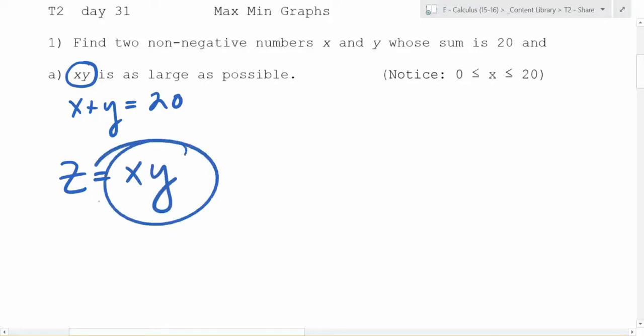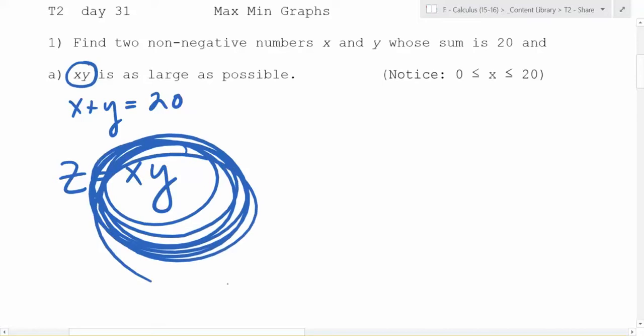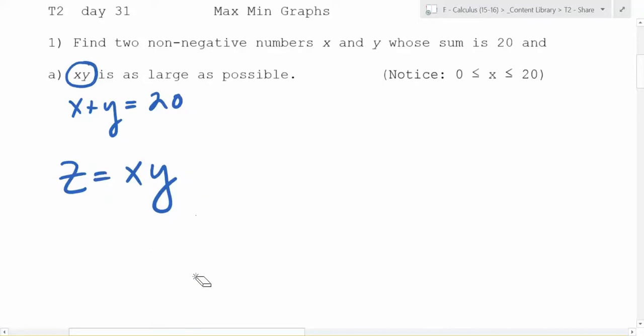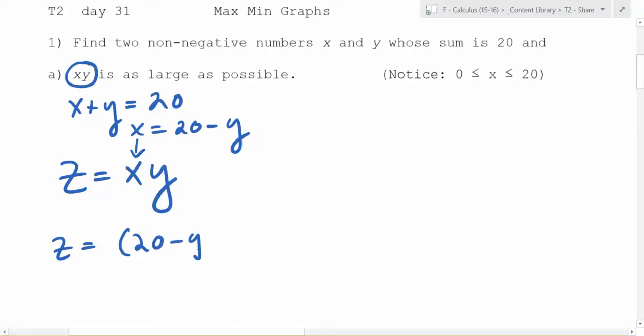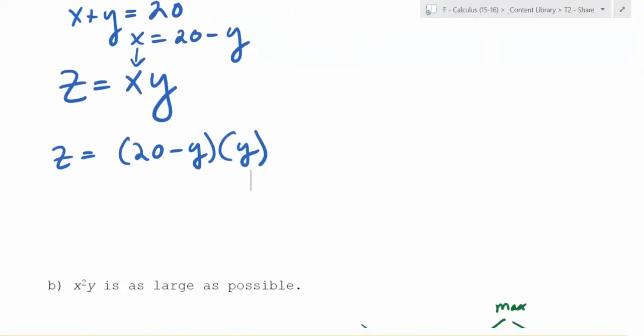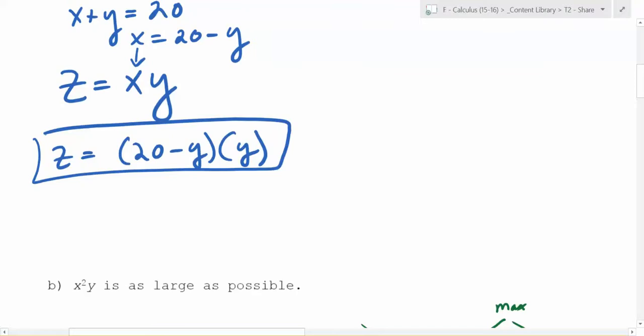How many variables are right there? 2. How many variables do we want? 1. So what do you want to isolate in the top equation, Connor? Which one do you want to isolate, x or y? What's x going to be? 20 minus y. Where are we going to plug that in? So what does z equal? 20 minus y times y. This is what we want to maximize right here.